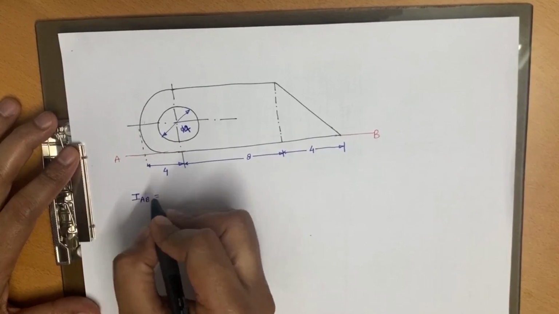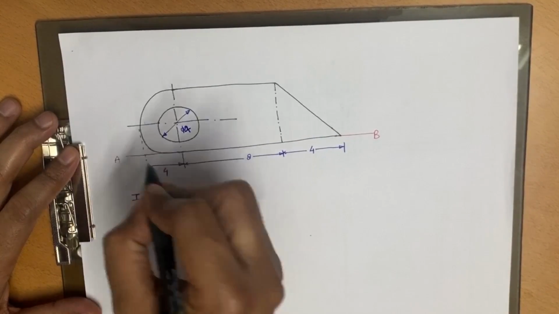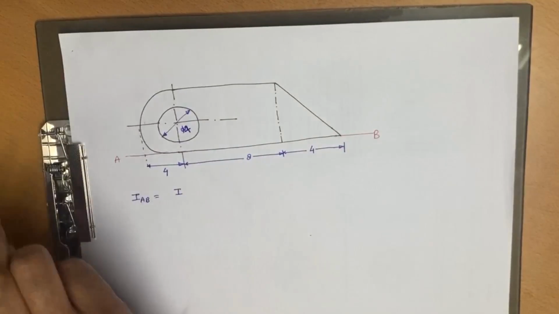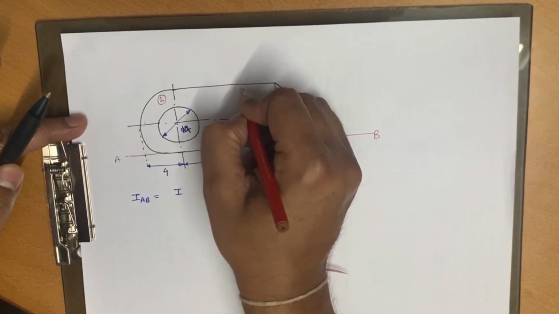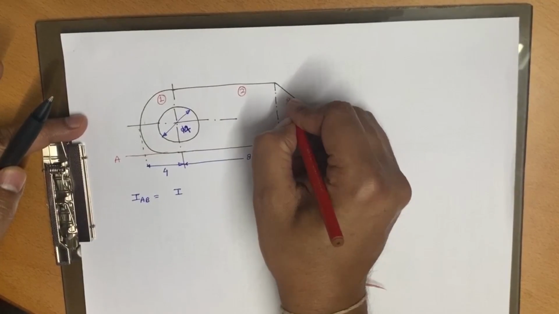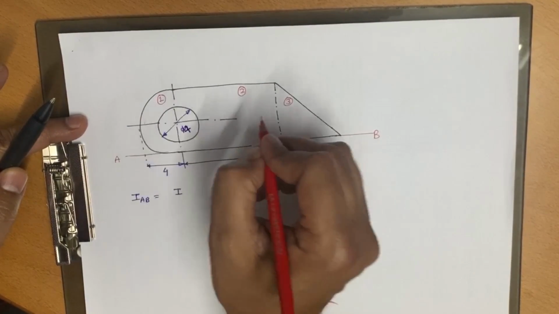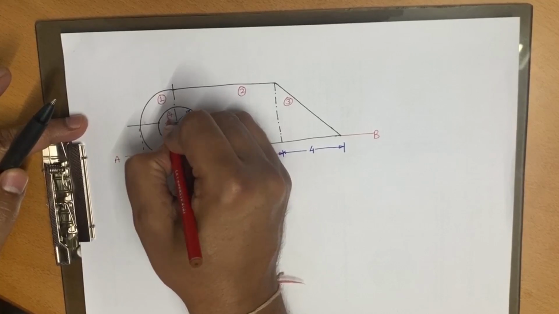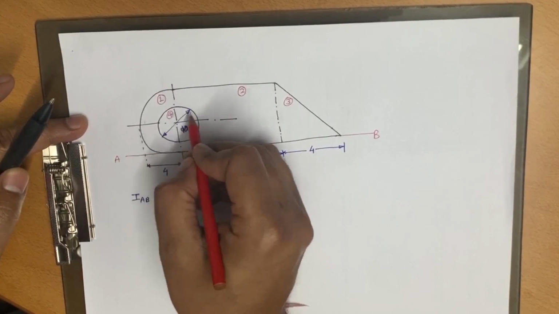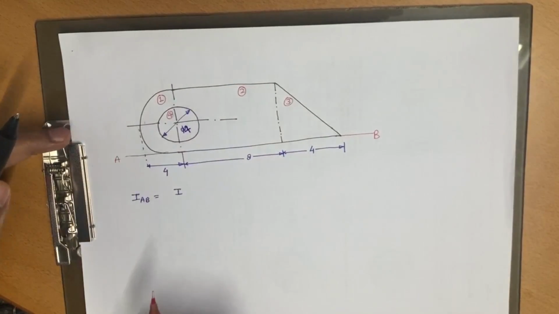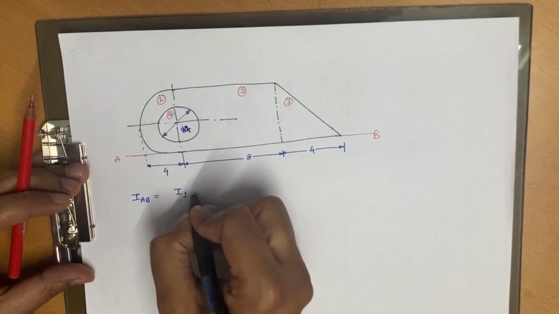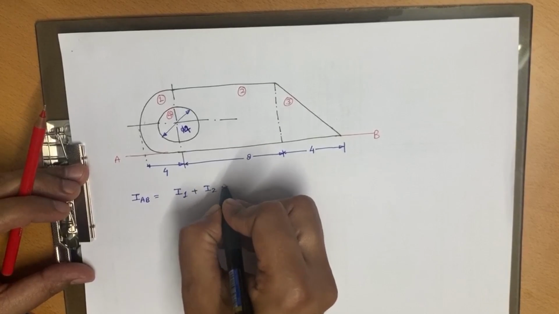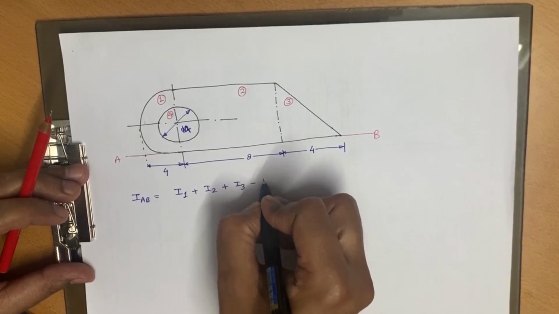I_AB is equal to I1. See, this is shape 1, this is 2, this is 3, and this is 4. This 4 is actually cut out of it. So it is I1 plus I2 plus I3 minus I4.